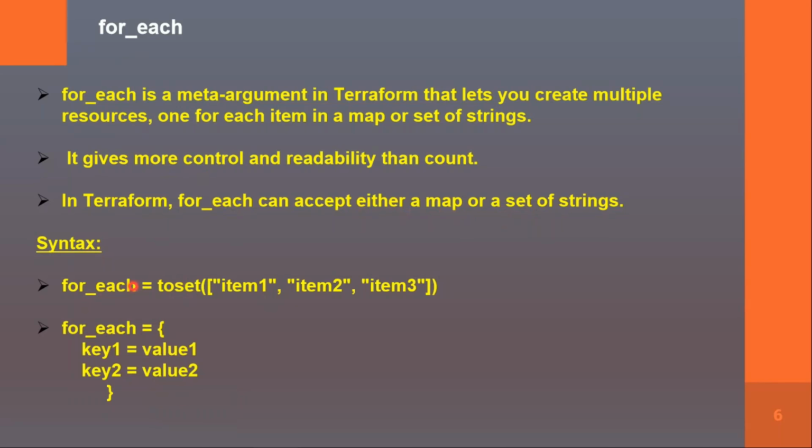Below is the syntax showing the set data type and map data type for the for_each meta argument. The first one uses a set of strings: in the braces you see item 1, item 2 and item 3. These are three strings enclosed in braces, which means it is a set of strings, a set data type. The second one uses a map data type, which, as you know, always contains keys and values. The left side is the key and the right side is the value. for_each accepts this kind of data type and will implement it. Other than this, it won't accept any other data types.